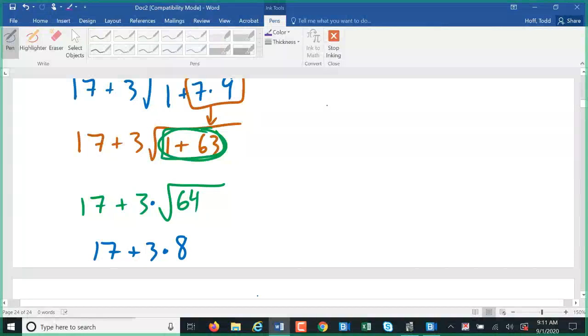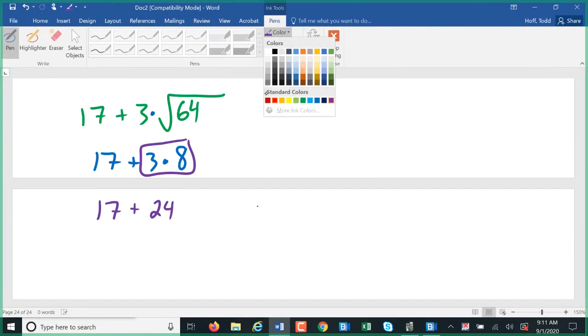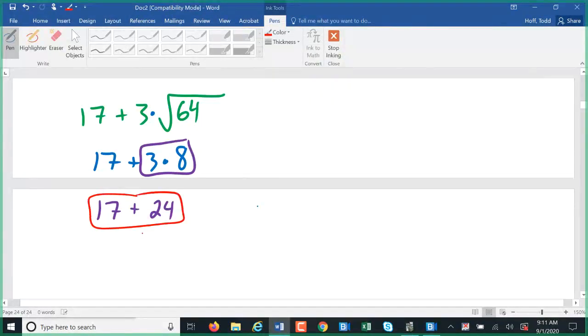Now, no more enclosing symbols, no more exponents. We do the multiplication. 3 times 8 is 24. And finally, 17 plus 24 is 41. And that's our solution. Any questions there?